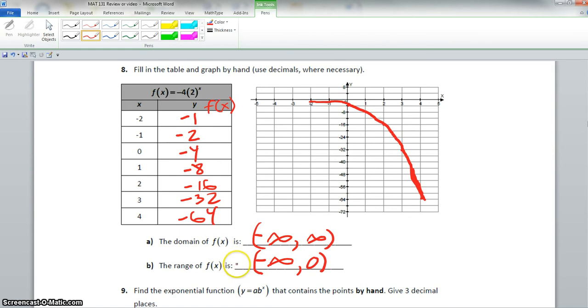Now the range of f of x. Now if you notice here, we have a negative a. There's no way that this value here would ever be negative. So we would never have a positive answer. And this also would never equal 0. So it'll go from negative infinity up to, but not including 0. So that is our final answer. Now you could also look at that from the graph, because if you look at your y values here, which is your range, they never cross the x-axis, which would make y 0 or go into the positive area.